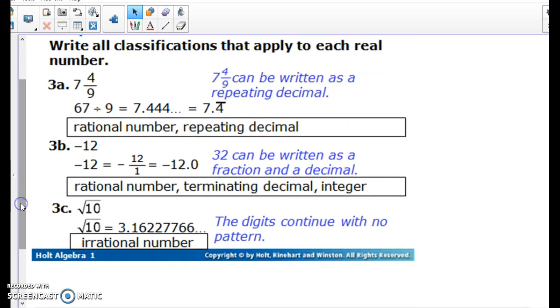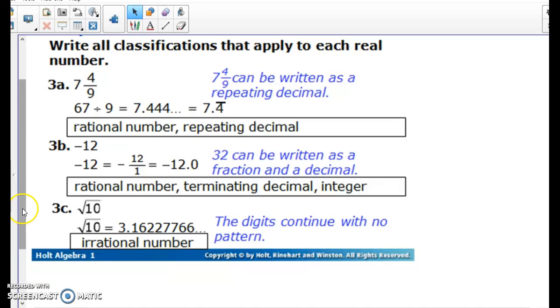Okay. And then some more examples here. So 7 4/9. Okay, so it's a rational number. And then it's also a repeating decimal because if you type in 4/9 in your calculator, you're going to get 0.444444444, keep going forever. Okay, negative 12 is a rational number, a terminating decimal, and an integer. Okay, you can write negative 12 as a fraction, negative 12 over 1. There it is. It's a terminating decimal. I know all the digits. The digits are negative 1, 2. Okay, and it's also an integer because remember, integer counts those negative numbers as well.